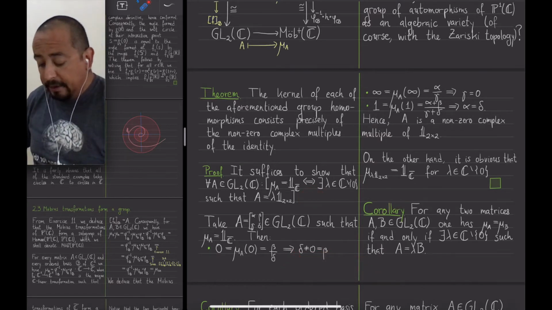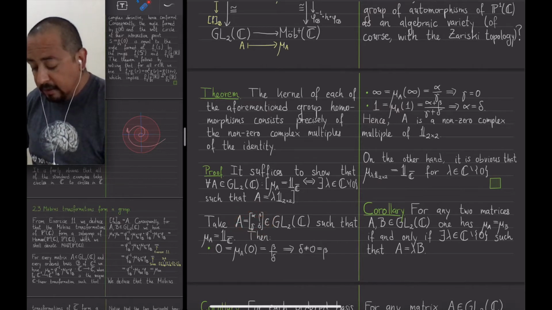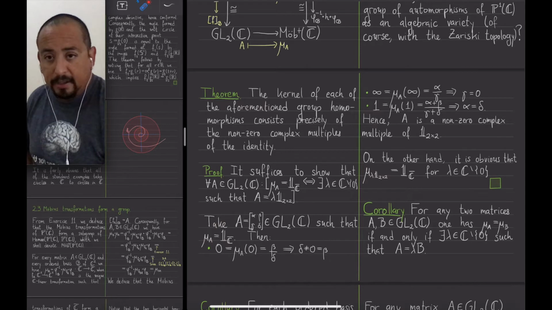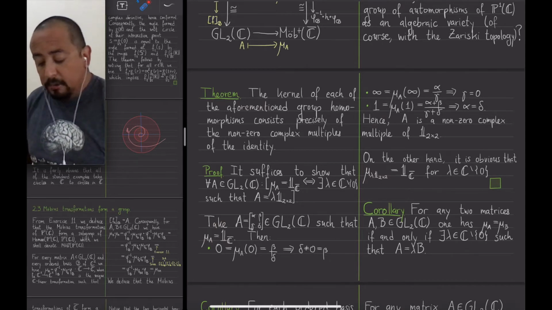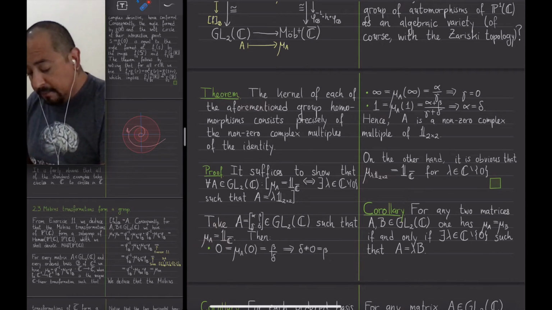Now for the other direction, we'll take any matrix and assume only that its associated Möbius transformation is the identity. We want to show that beta is 0, gamma is 0, and that this is a diagonal matrix, so that alpha is equal to delta.